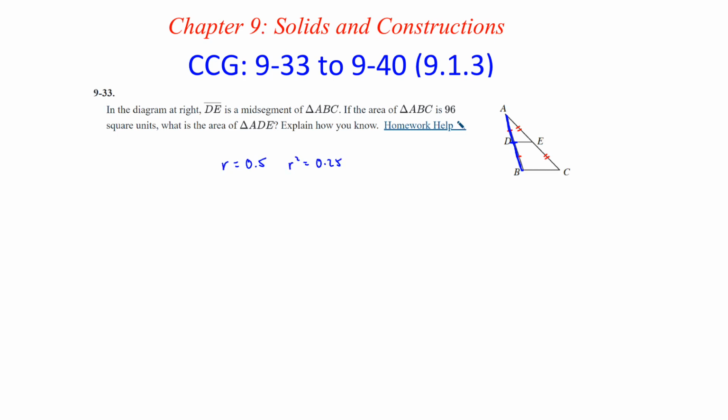And so triangle ABC is 96 square units. We're looking for triangle ADE. It's going to get smaller, so we're going to take 96 times 0.25, and that will give us 24 units squared for the area of triangle ADE.